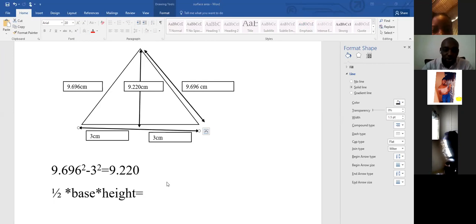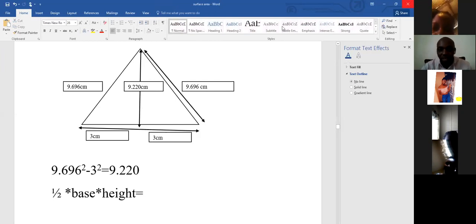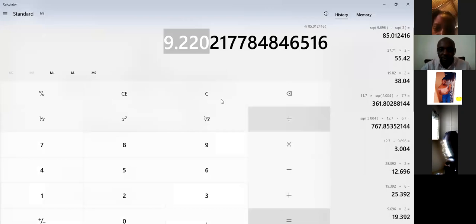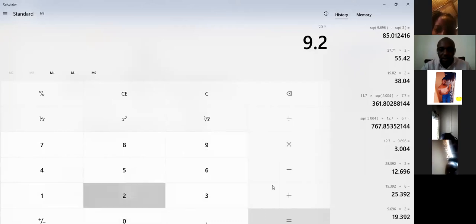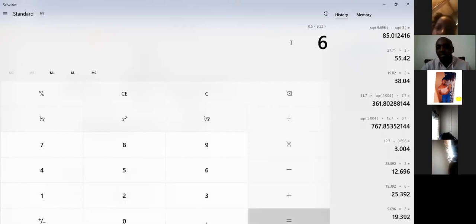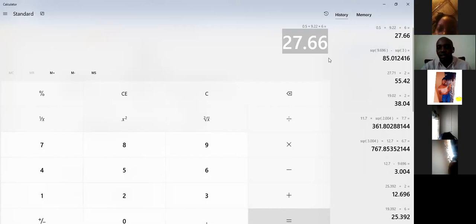Times 9.220. So I can say it is a half times 9.220 times 6. So I share the calculator here. A half is 0.5 multiplied by 9.220 multiplied by the base, which is 6. And the answer is 20. This is the answer here. And let me copy it.